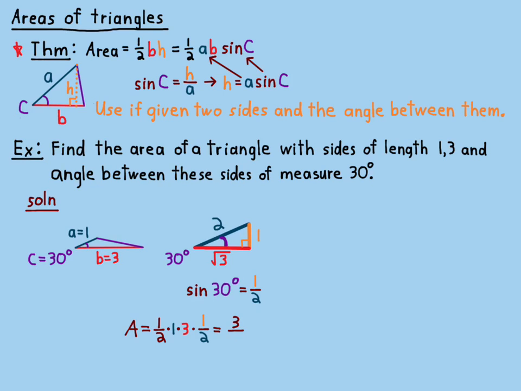So the area equals 1/2 times 1 times 3 times sine C, using this formula here. This is a different triangle, just a 30, 60, 90 triangle, just to figure out what sine C is. It's 1/2. And then if I multiply these, I get 3/4. So the area is 3/4, which is a really nice number.